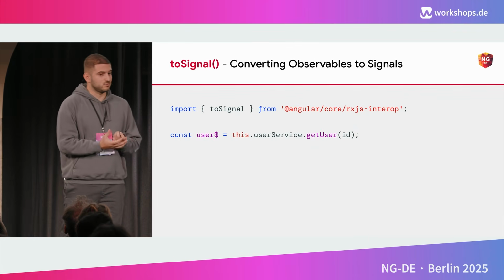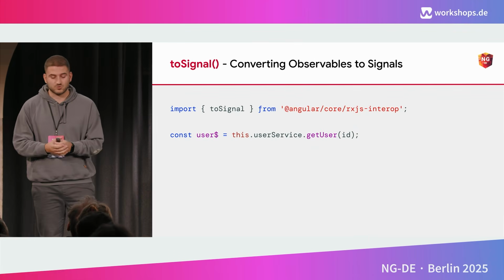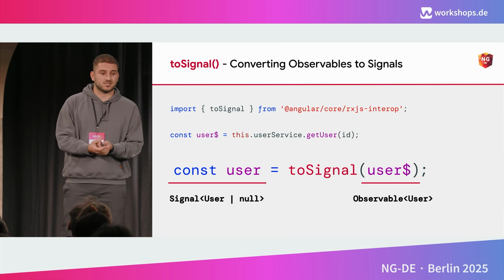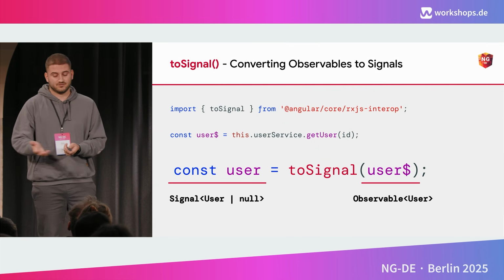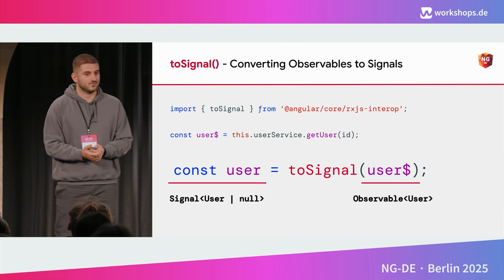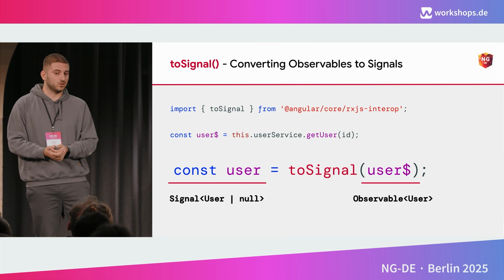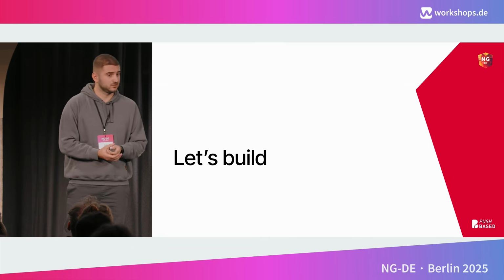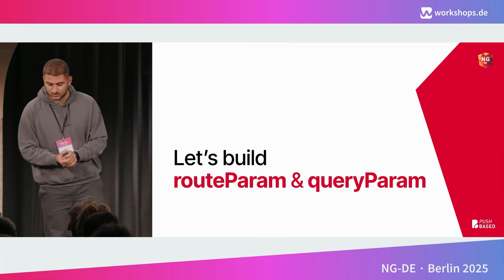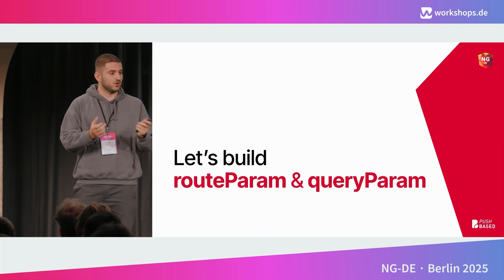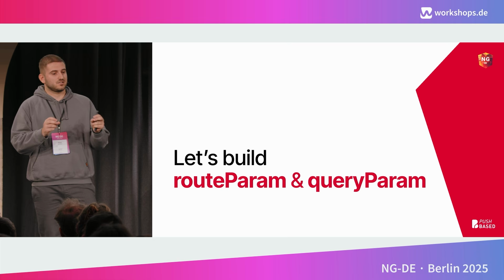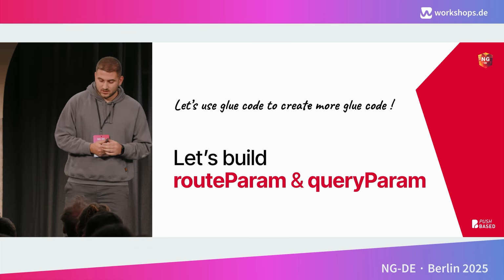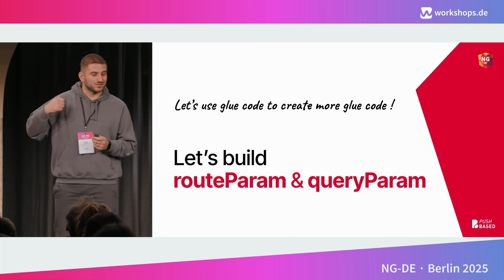And of course, if we have an observable, I don't know, get user ID, we can just put it inside a toSignal, and it will give us signal value out of it. So basically some glue code to bridge two different worlds. So let's build. What are we going to build? Well, a route param and a query param. Let's see how we can use some of these to simplify code. So let's use glue code to create more glue code.